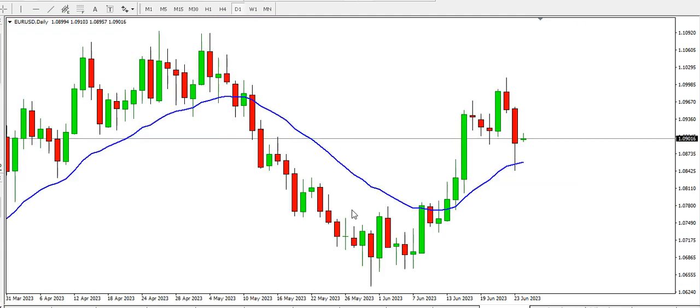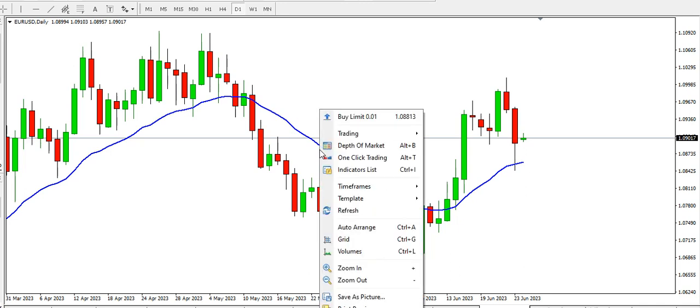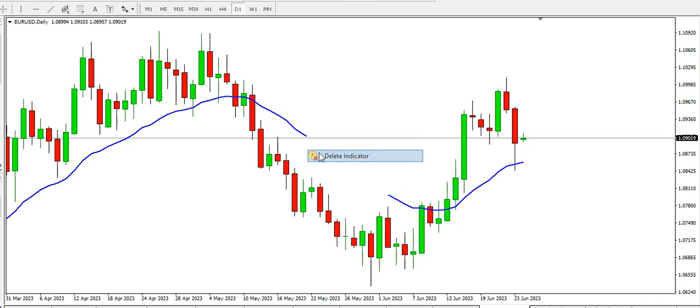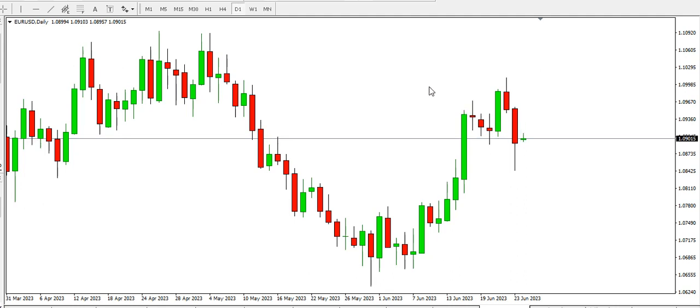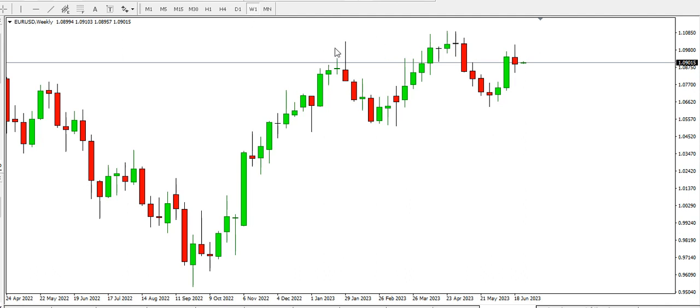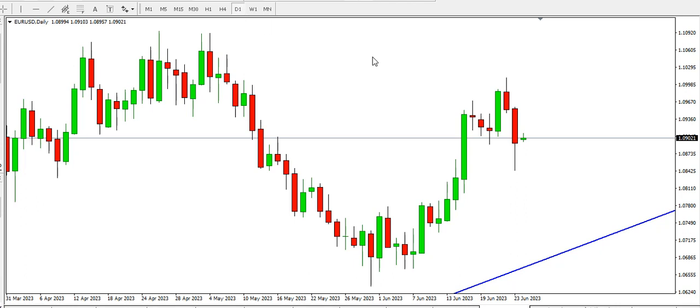EURUSD. On the weekly time frame, let's go to the weekly time frame. We are seeing something like a bullish trend, but we're also looking at a possible triple top. This is the first top, this is the second top, and this might likely end up at the third top. But let's continue to monitor price on the daily time frame.